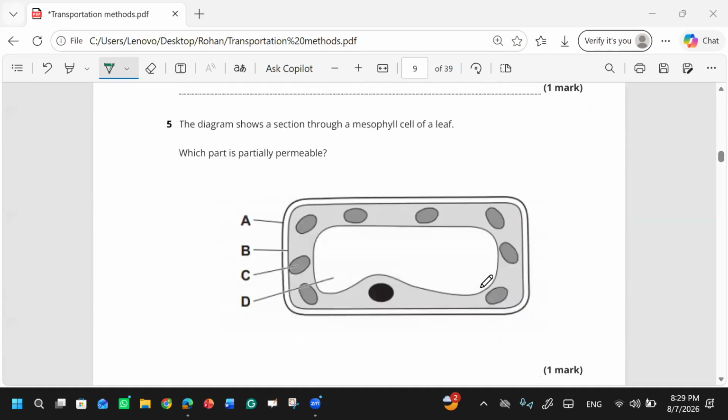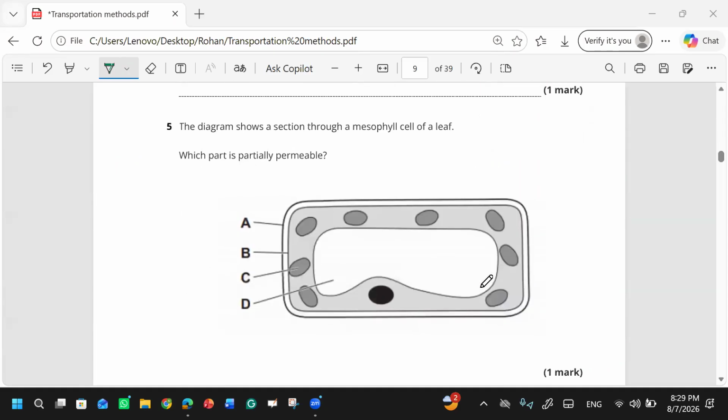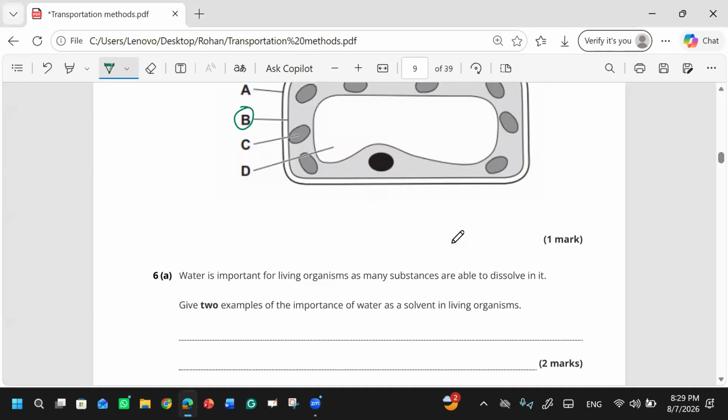Now the diagram shows a section of mesophyll cell. Which part is partially permeable? The B, because it's the cell membrane. Yes, exactly.